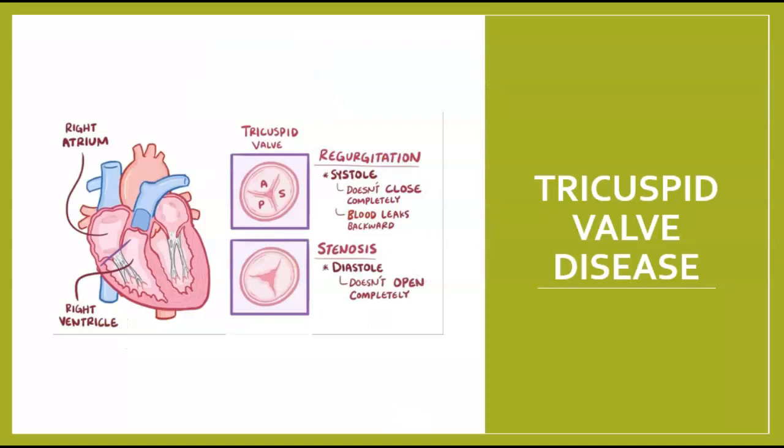Next is tricuspid valve disease. So we know that the tricuspid valve is between the right atrium and the right ventricle. Tricuspid valve stenosis, which is what we're first going to talk about, is going to be extremely uncommon, but it still can happen. It is the thickening of the leaflets on the tricuspid valve.